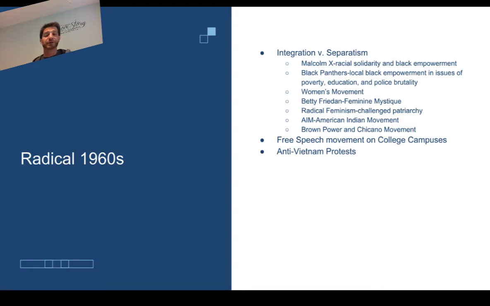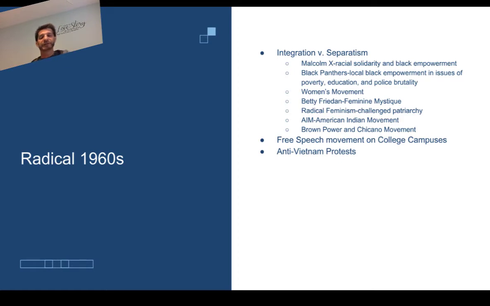The same idea is brought up in other movements, like, for example, the women's movement. Betty Friedan started off in The Feminine Mystique, calling for women to be seen as needing education and being able to go out into the public sphere. But the radical feminists said, no, this is not enough. The truth is men are never going to give up their power, even within the job market. And so we have to challenge patriarchy itself.